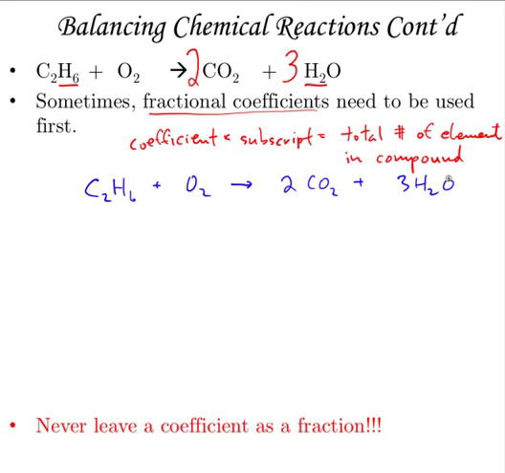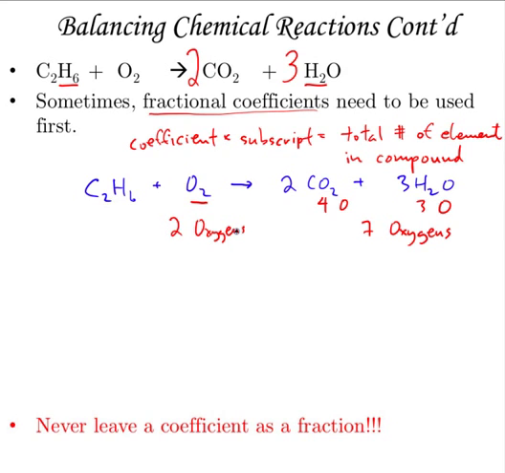Let's go ahead and look at the oxygen count right now. I have 2 oxygens on the left side, and on the right side I have a total of 4 oxygens in CO2, and a total of 3 oxygens in water. So that means I have a grand total of 7 oxygens on the right side, and only 2 on the left side.